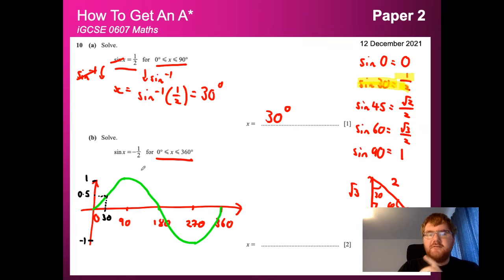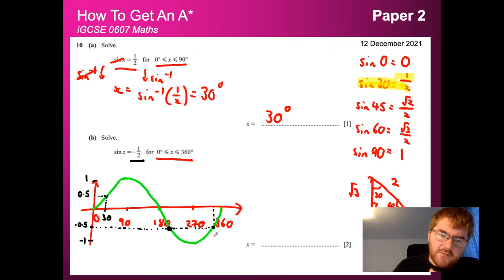What the question's asking for here is actually when it's minus a half. So if I put in minus 0.5 and go across, it essentially wants me to read off this value here and this value here as well. So work out where it is on the graph. Notice the distance between 0 and 30 gives me a half here, and it's the same distance as it is here. So to go from 0 to 30 is 30.